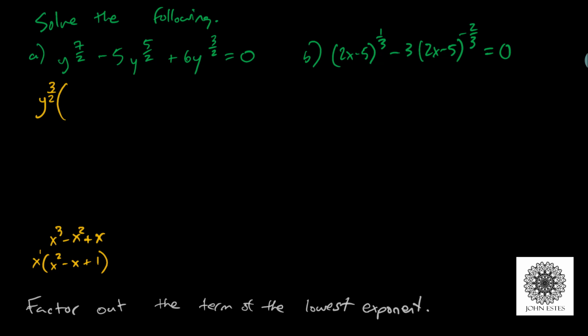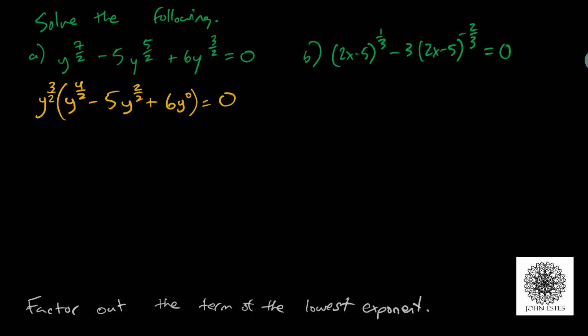So here when I take out y to 3/2, I'm going to subtract that exponent from everything else. So I have y to the 7/2 minus 3/2, which is 4/2. And then I have 5y to the 5/2 minus 3/2, which is 2/2. And then 6y to the 3/2 minus 3/2 is y to the 0, which is 1, and that's equal to 0. Okay, so now I have y to the 3/2 power times y squared minus 5y plus 6 equals 0. That looks a whole lot better, and we can take this on pretty quickly.